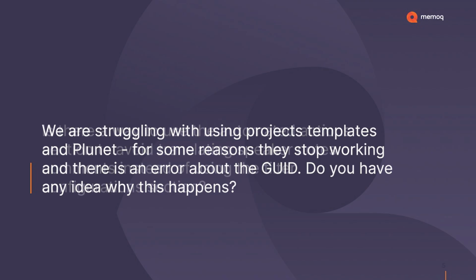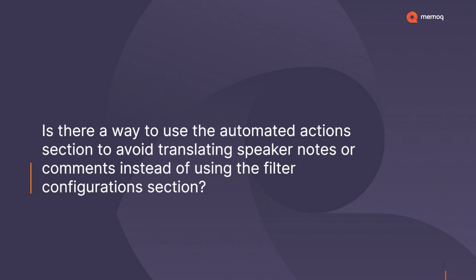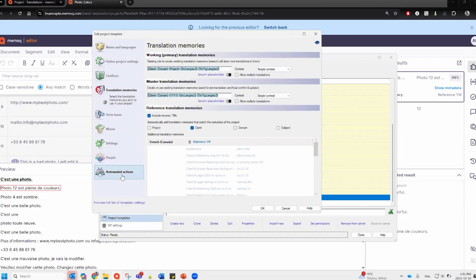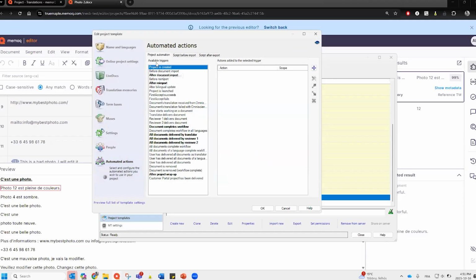Thank you. Next one. Is there a way to use the automated actions section to avoid translating speaker notes or comments instead of using the filter configuration section? No, for that, it's really related to the file format. So file formats are being handled by the filter configurations. Automated actions from the project automation don't have anything to do with the files.